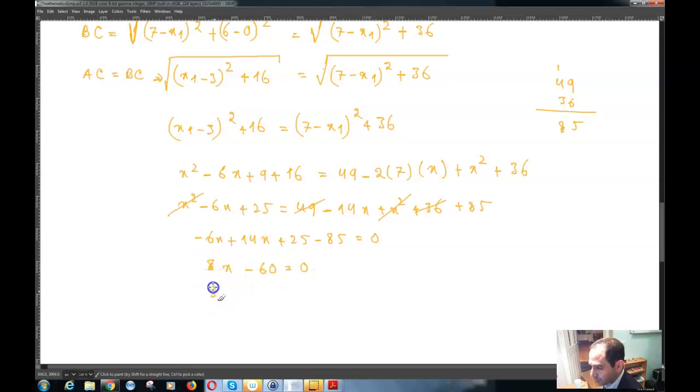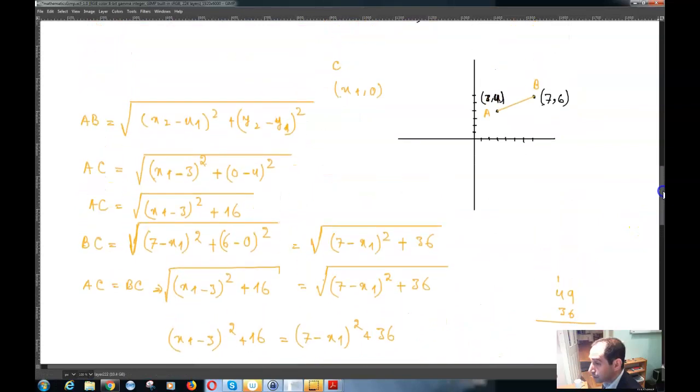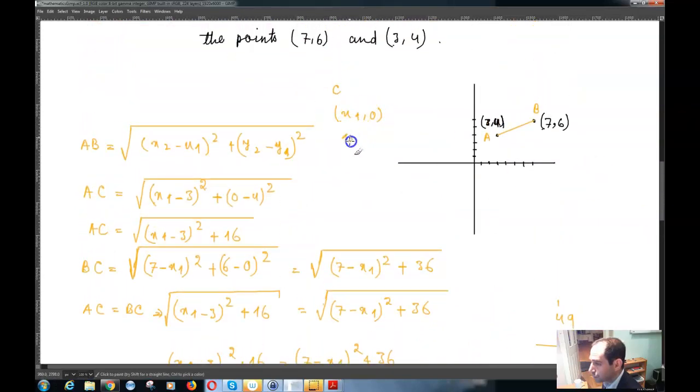So you can write 8x is equal to 60, divide by 2, you'll get 4 and 30, divide by 2, 2 and 15. And you get x is equal to 15 halves. So that means that this point over here is actually 15 halves, comma 0, if my answer is right.